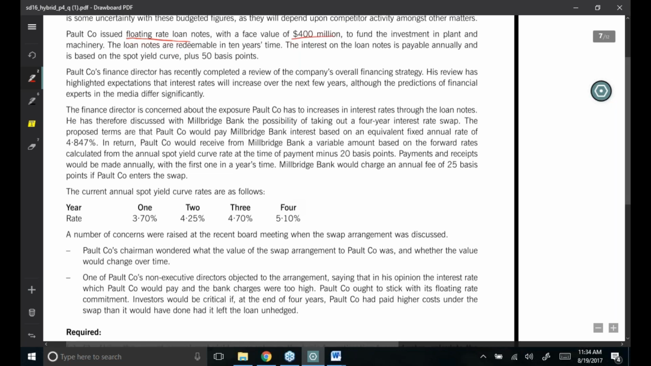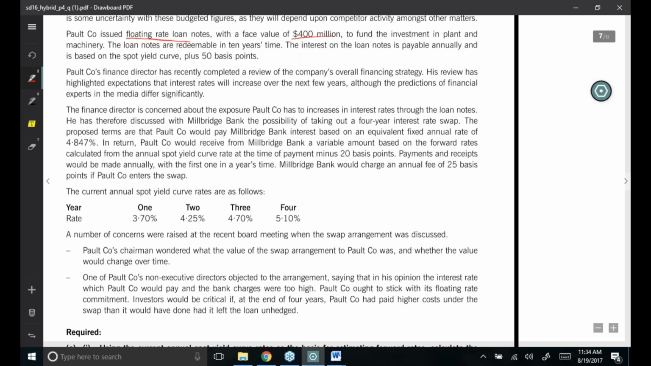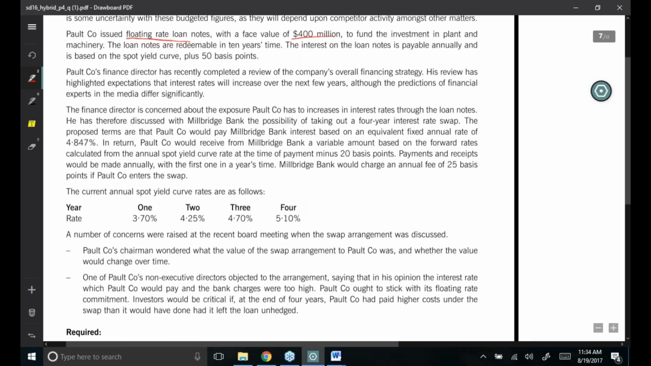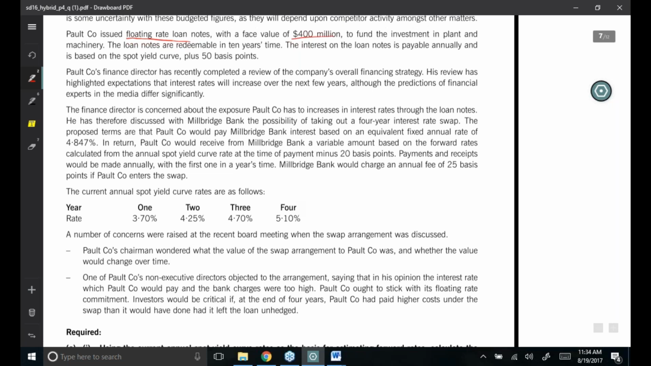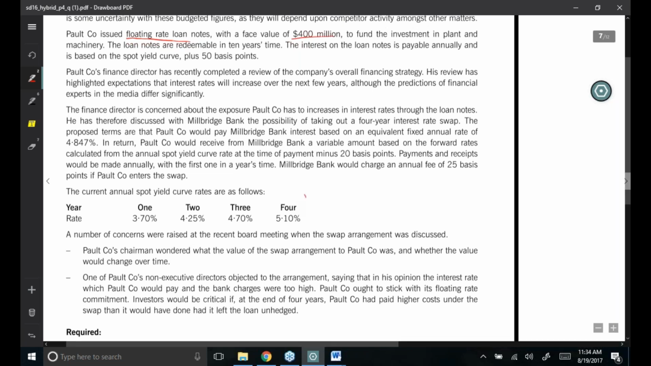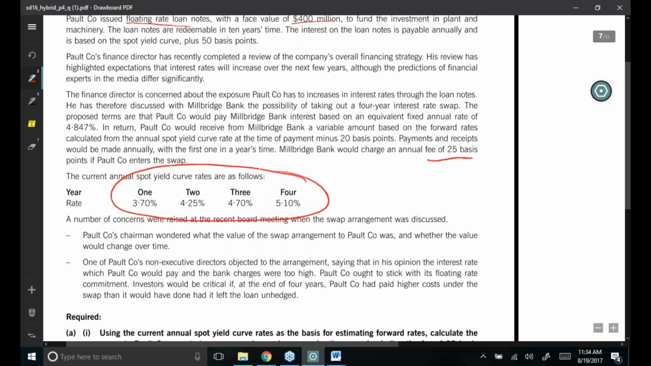He has therefore discussed with the bank the possibility of taking out a 4-year interest rate swap. The proposed terms are that the company would pay the bank interest at an equivalent fixed annual rate of 4.847%. That means we will pay the fixed rate and in return we will receive a variable amount based on the forward rates calculated from the spot yields minus 20 basis points. Payment and receipt would be made annually with the first one in a year's time, and then the bank will charge a fee of 25 basis points.